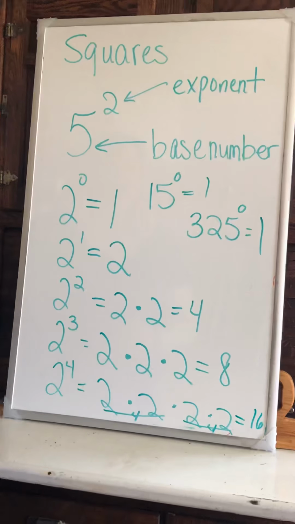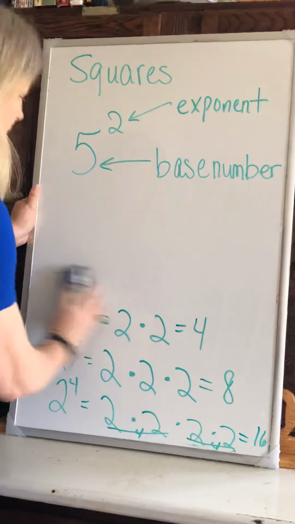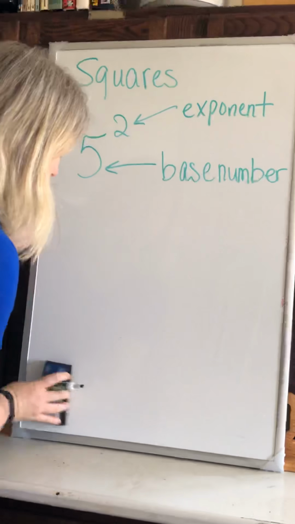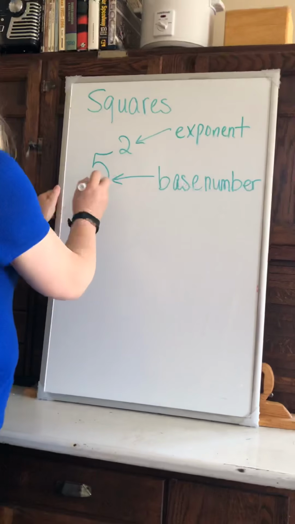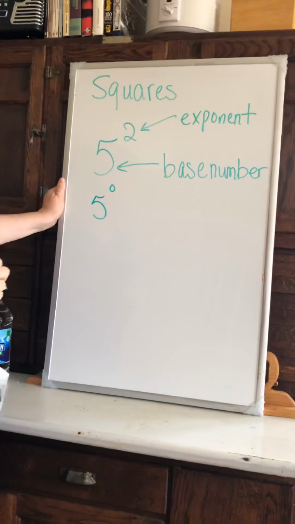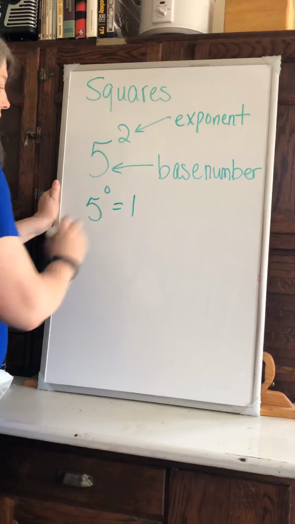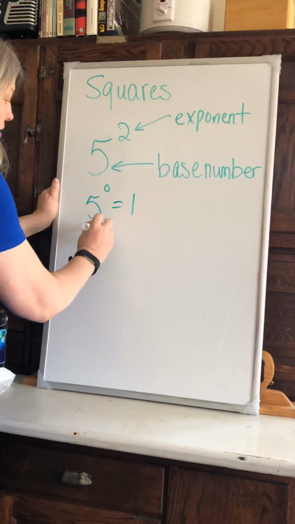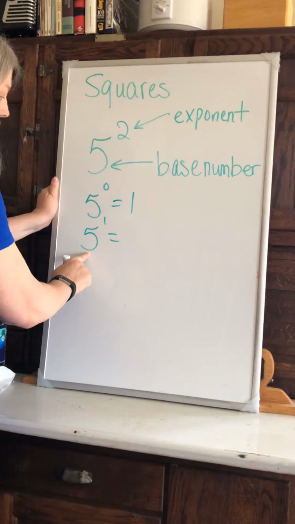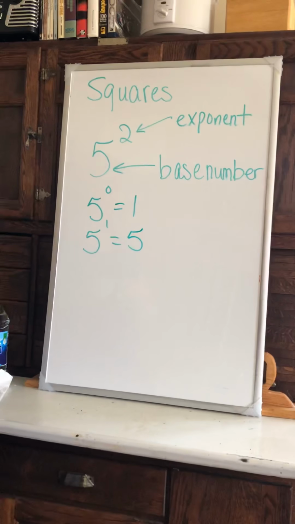Okay, so I'm going to do one more base number that is different. I'm going to go ahead and do the number 5. 5 to the 0 power is how much? You should have 1. 5 to the first power: you're going to take that base number and you're going to write it 1 time. So your answer is going to be 5.